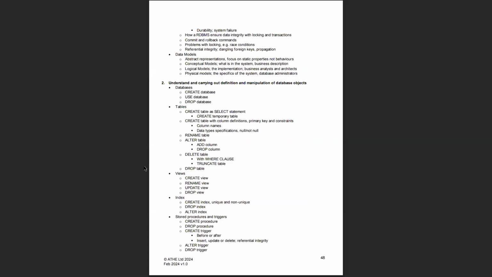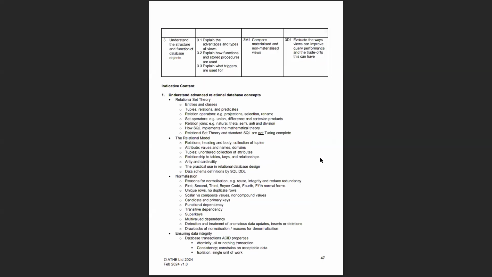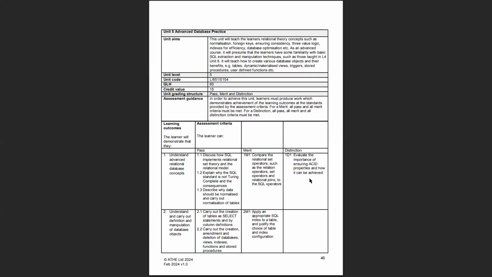So for this unit, we have three sessions followed by our assignment discussion. And the unit aim for the advanced database practice is that we'll teach the learner relational theory concepts such as normalization, foreign keys, ensuring consistency, three-valued logic, indexes for efficiency, and database optimization.